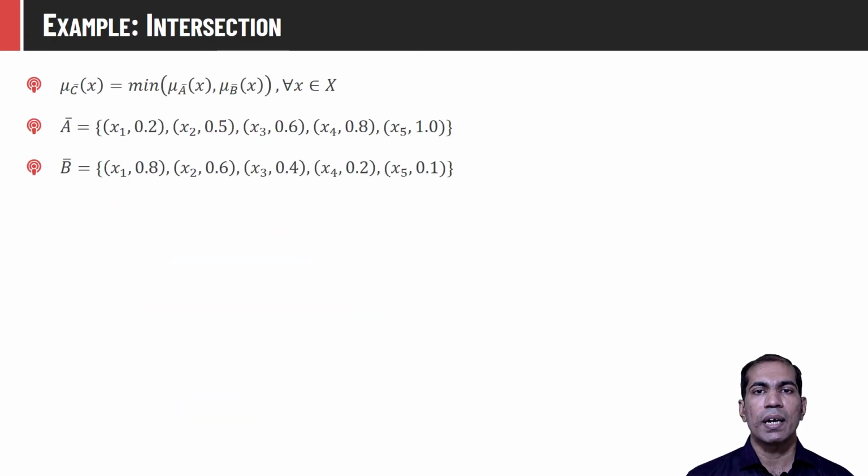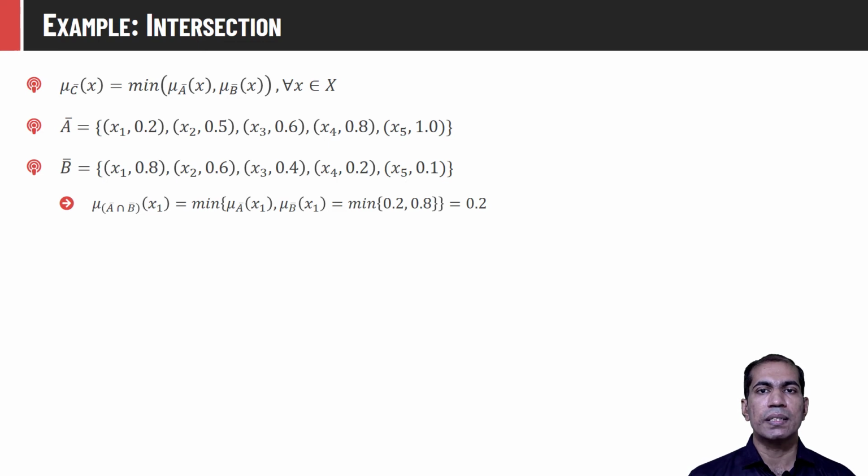Consider two sets A bar and B bar as given. To compute the intersection of these two sets, we have to find the element-wise minimum membership value, and assign it to the particular element. We can compute mu A bar intersection B bar of x1 as the minimum membership of x1 in set A bar and in set B bar. The membership value of x1 in set A bar is 0.2, and in set B bar is 0.8. So mu A bar intersection B bar of x1 would be minimum of 0.2 comma 0.8, that is 0.2.